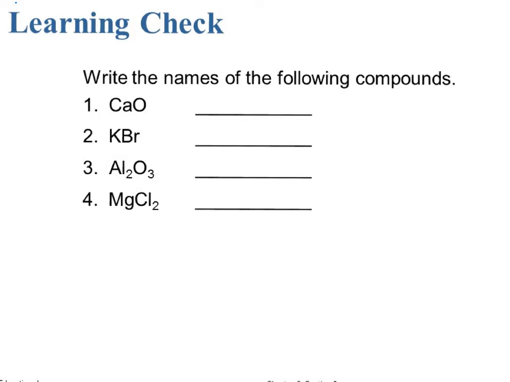All right, let's write the names for the following compounds. Remember, we don't need to worry about numbers. All we're doing is writing the name of the first element and then changing the last element so that it ends in the suffix -ide. So, our metal is calcium. Our nonmetal is oxygen, so we're going to change oxygen to oxide.